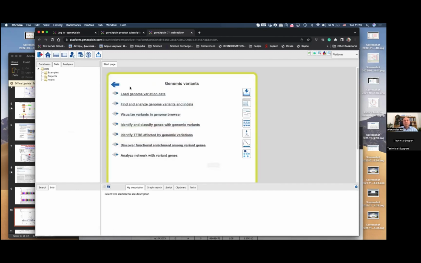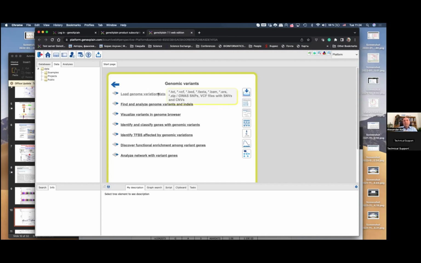If you click here, you get a number of categories, and you can load your genomic variation data. Today we are talking about SNPs, results of GWAS studies. Basically, these are tables with SNPs, and each SNP is just an accession number from the dbSNP database. So it's a list of RS numbers. But these data about genomic variants can be loaded in various different formats.